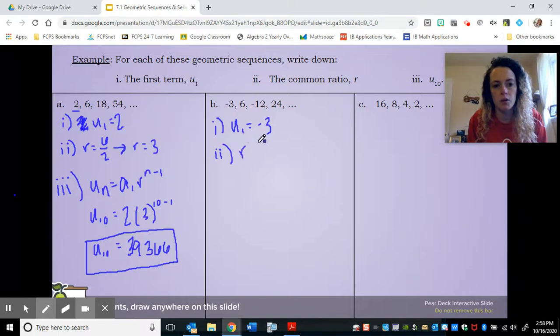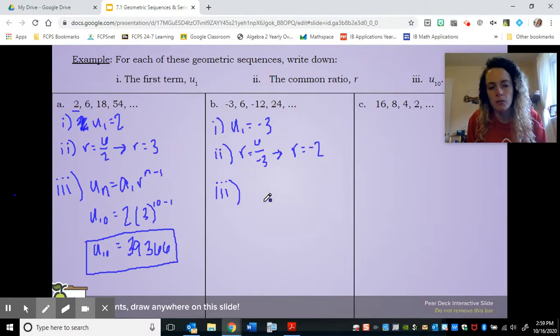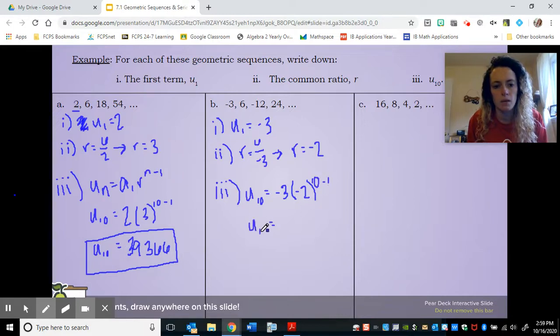Part B, our first term again right there, we can see that it's -3. Finding my common ratio, I can take the second term divided by the first term. And I can see that my common ratio then is -2. And then finding the 10th term, I'm not going to keep writing the same formula because we're using this exact same one. So I'm just going to sub in what I know. So I have my n equaling 10 still. My first term this time is -3. My common ratio this time is -2, but still being raised to the 10 minus 1. And I get that my 10th term is 1,536.